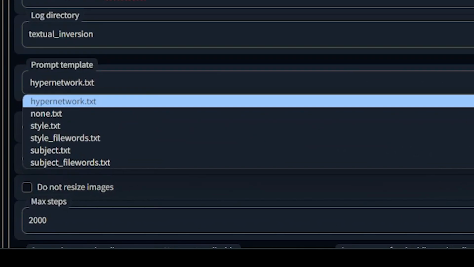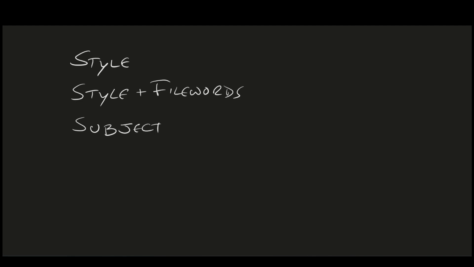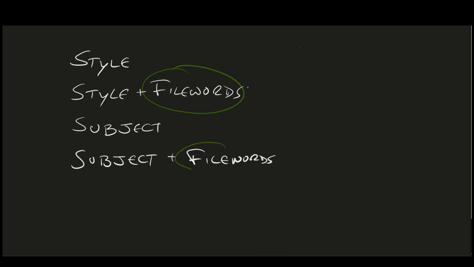But before we can get started, we need to wrap our heads around a concept. With an embedding, you have to ask yourself before you make it, the pictures of the thing that I'm trying to kind of emulate, is it the subject of the pictures that I'm trying to emulate? Or is it the style of the pictures that I'm trying to emulate? Because that hypernetwork.txt thing was set up and there was just one of those, but there are 4 choices when it comes to embeddings.